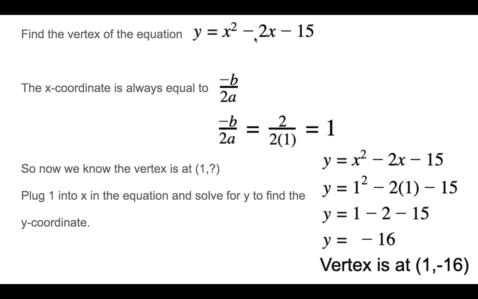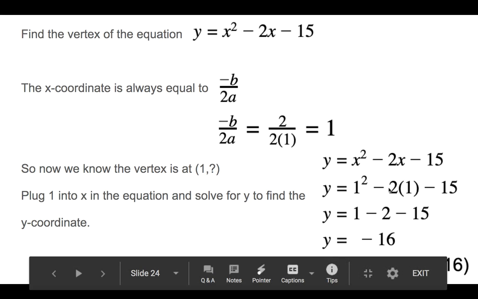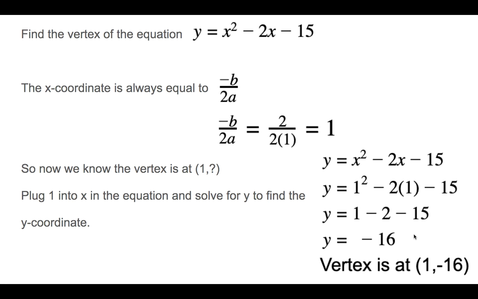And sure enough, negative b over 2a is negative negative 2, which is 2, over 2 times a, and a is 1. So that's 2 over 2, which gives us 1. So our x-coordinate of the vertex must be 1. Once we know the x-coordinate, we need to find the y-coordinate. We plug the 1 back into the original equation, plug 1 in for x, and we will get 1 squared minus 2 times 1 minus 15. And when we simplify this, we get the y-coordinate of the vertex to be negative 16, which tells us the vertex is at the coordinates 1, negative 16.